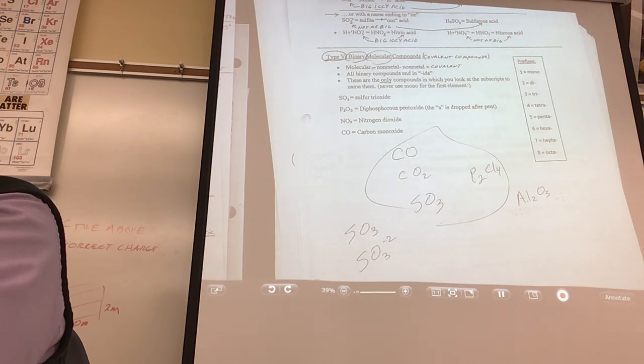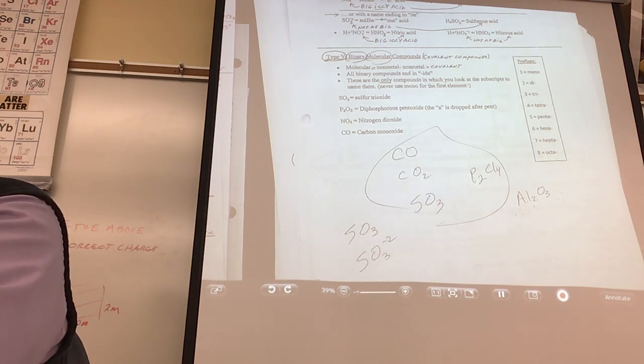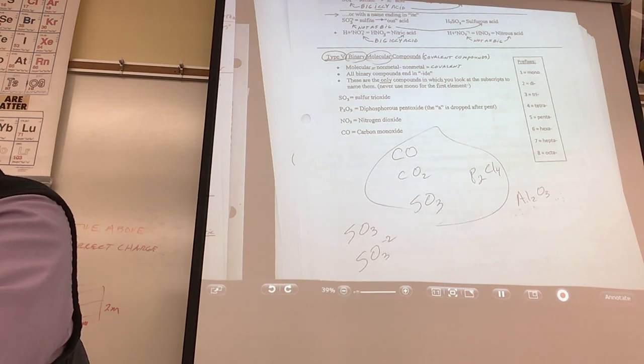Is it? What's SO3? Raise your hand if you know. Yes, that's right. It's a compound, isn't it? And how do I know it's a compound? There's no charge. All compounds have no charge. This is not a compound. What's this? Sulfite. It's a polyatomic ion, isn't it? Because polyatomic ions have charges, don't they? Compounds have no charge. See the difference?